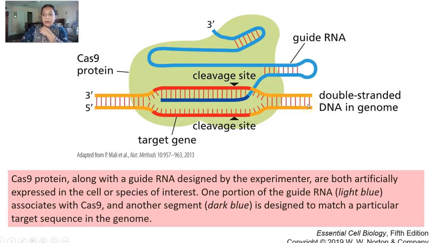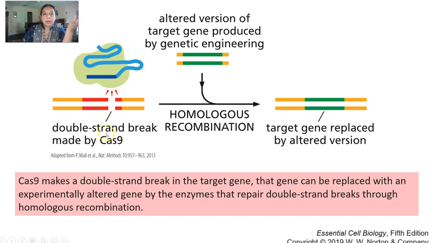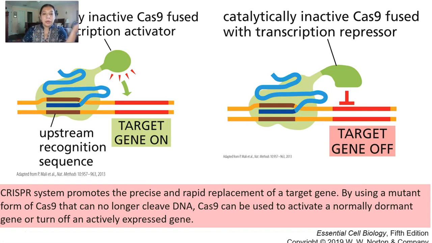So here, when we introduce it into the cell, we are basically introducing the Cas9 protein with the 3' end of the guide RNA already bound to the Cas9, and the guide RNA is then going to bind to the target gene at the cleavage site. Once the double strand break is made, the altered version of the target gene is introduced in there. This is the altered version that you have produced, and that is then going to be combined in there through homologous recombination, leading to your replaced gene version.